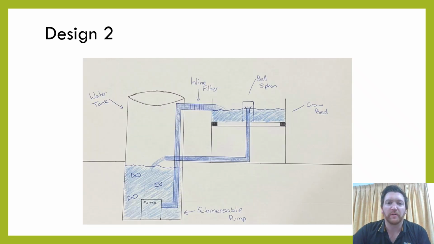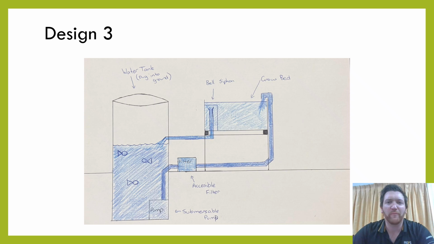Design number 2 is a very similar setup, but a major difference is the water tank being dug into the ground. The idea behind this is to lower the height of the overall tank. The pump runs along the inside of the water tank with an inline filter into the grow tank. A bell siphon is situated in the middle of the tank, with the return line running along the ground back to the tank.